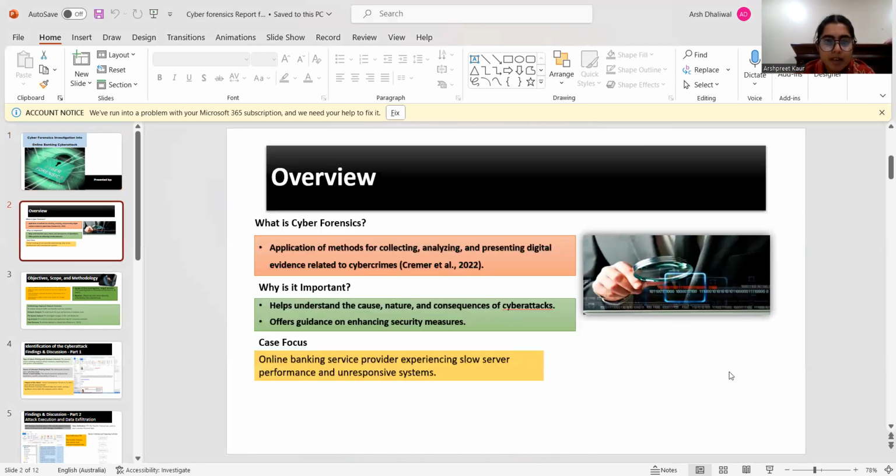the overview. What is cyber forensics? It is the application of methods for collecting, analyzing, and representing digital evidence related to cyber crimes. It is important because it helps understand the cause, nature, and consequences of the cyber attack, and offers guidance on enhancing security measures. The case focuses on an online banking services provider experiencing slow server performance and an unresponsive system.